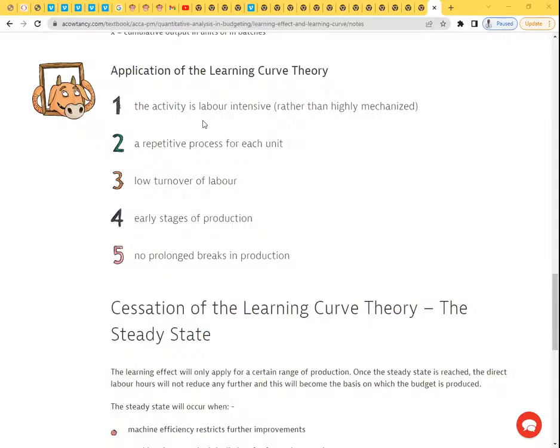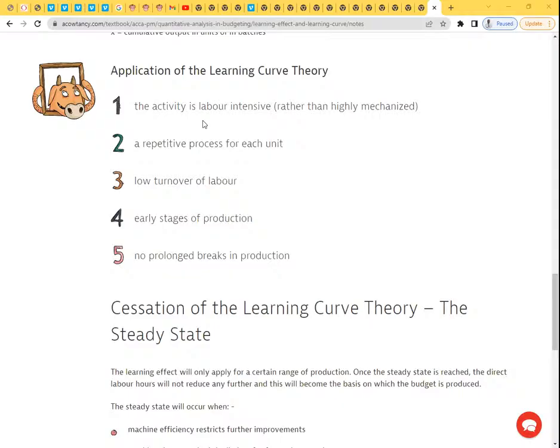Number 2, it has to be a repetitive process for each unit. If I'm producing tables, and tables, for me to talk of taking advantage of my current learning to improve my future production. Then number 3, the other condition is that the turnover has to be very low.